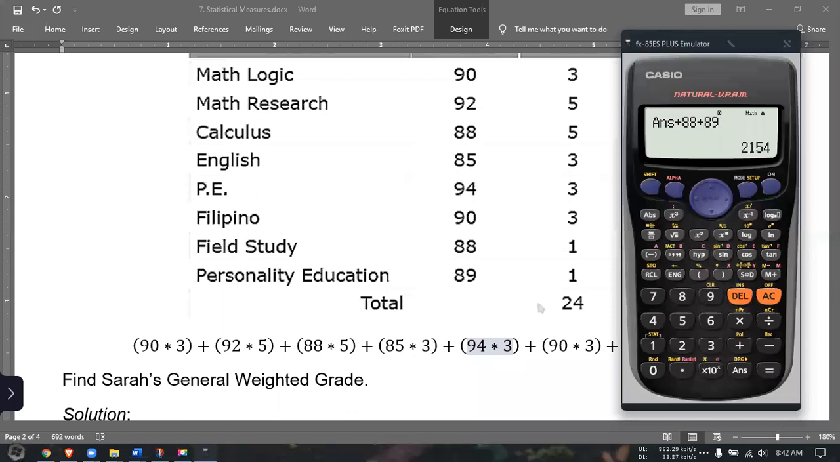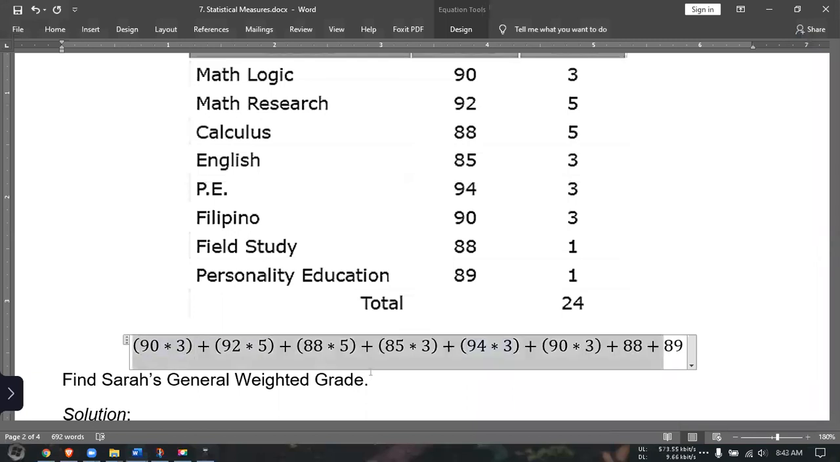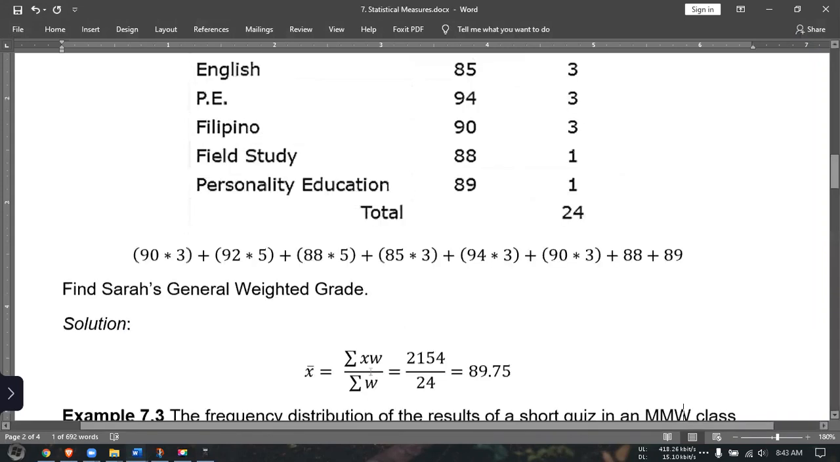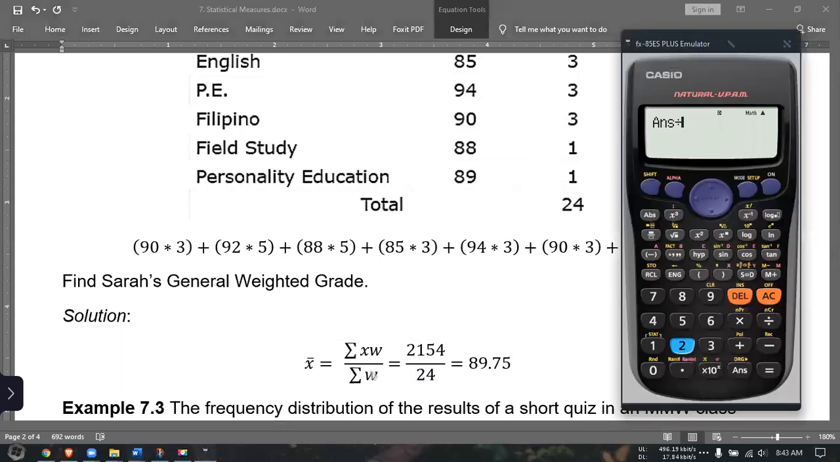Yeah, 2154. We have 2154, the summation of x double. Again, there's no need to show this line anymore. It's mahaba to all. Just use any other paper or scratch paper, or just right away solve this using your calculator. We have 2154 over the total number of units, 24. 2154 over 24 units, we have 89.75.